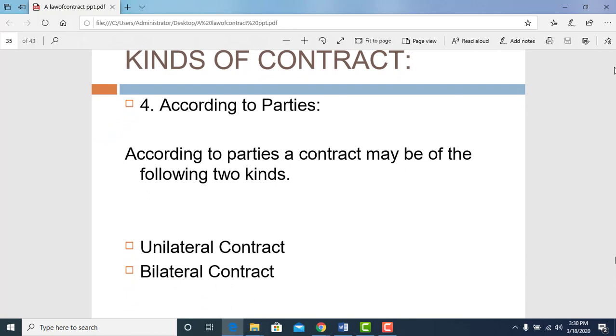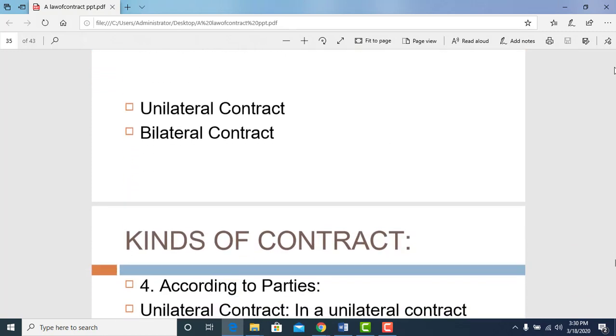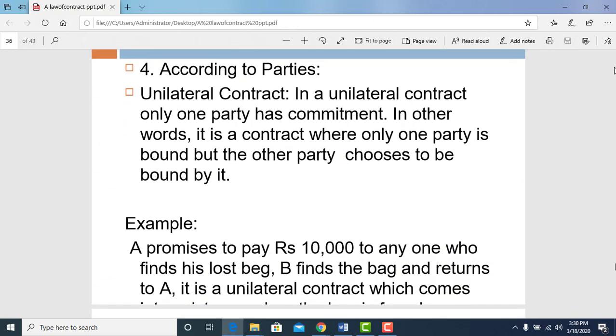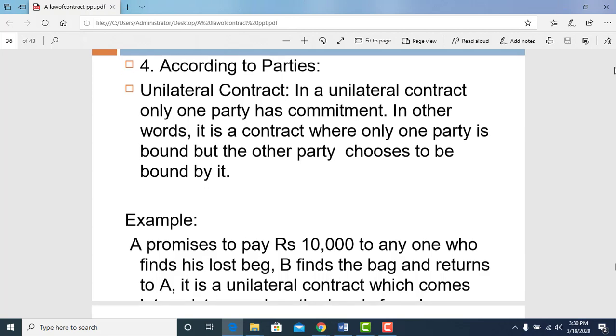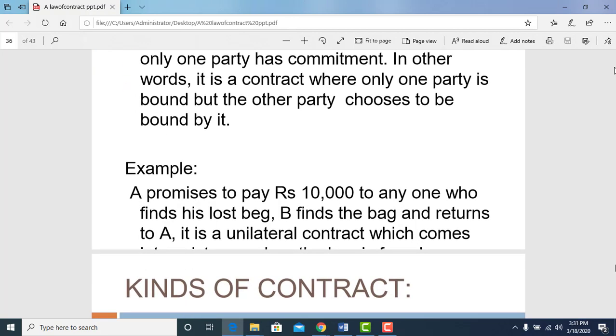Fourth, according to parties. According to parties, a contract may be of the following two kinds: unilateral contract and bilateral contract. Unilateral contract. In a unilateral contract, only one party has a commitment. In other words, it's a contract where only one party is bound, but the other party chooses to be bound by it. A promises to pay 10,000 to anyone who finds his lost bag. B finds the bag and returns it to A. It's a unilateral contract.